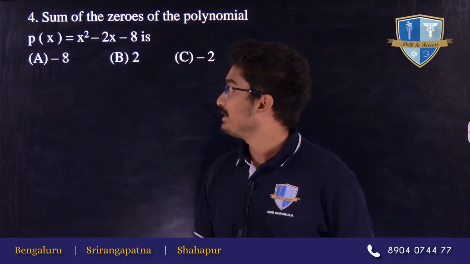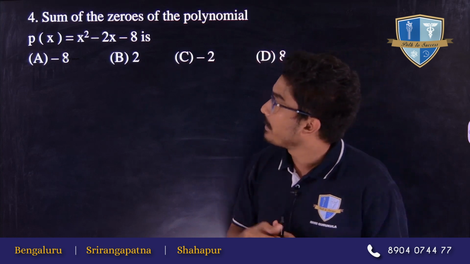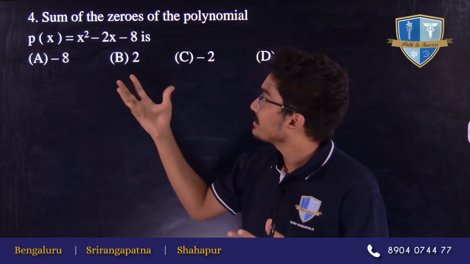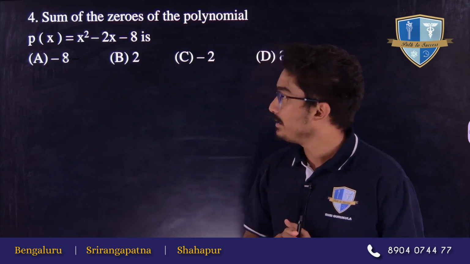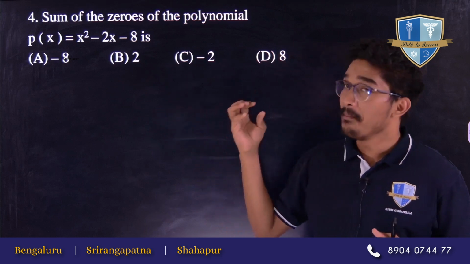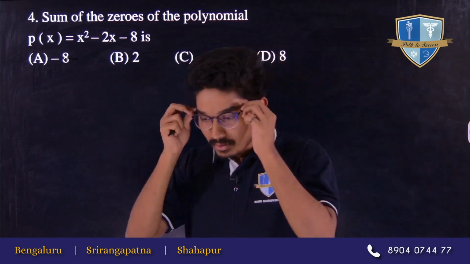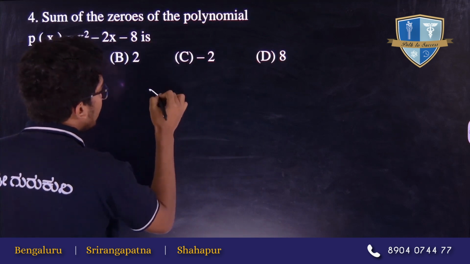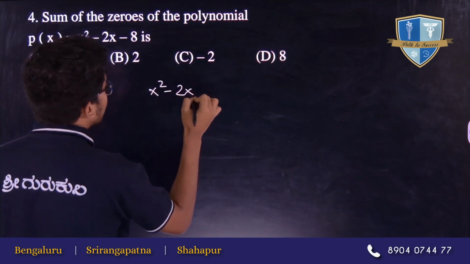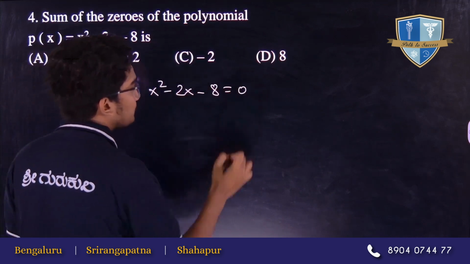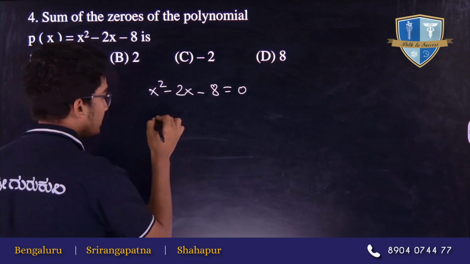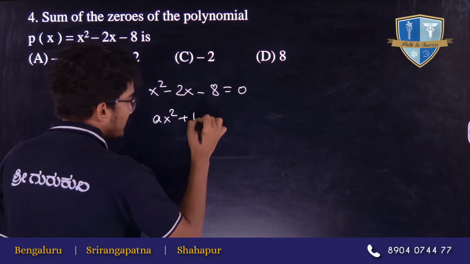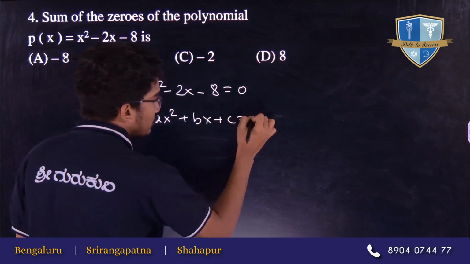Our today's question is: the sum of zeros of the polynomial p(x) = x² - 2x - 8 is, option: -8, 2, -2, or 8. So for this polynomial, the corresponding quadratic equation will be x² - 2x - 8 = 0.